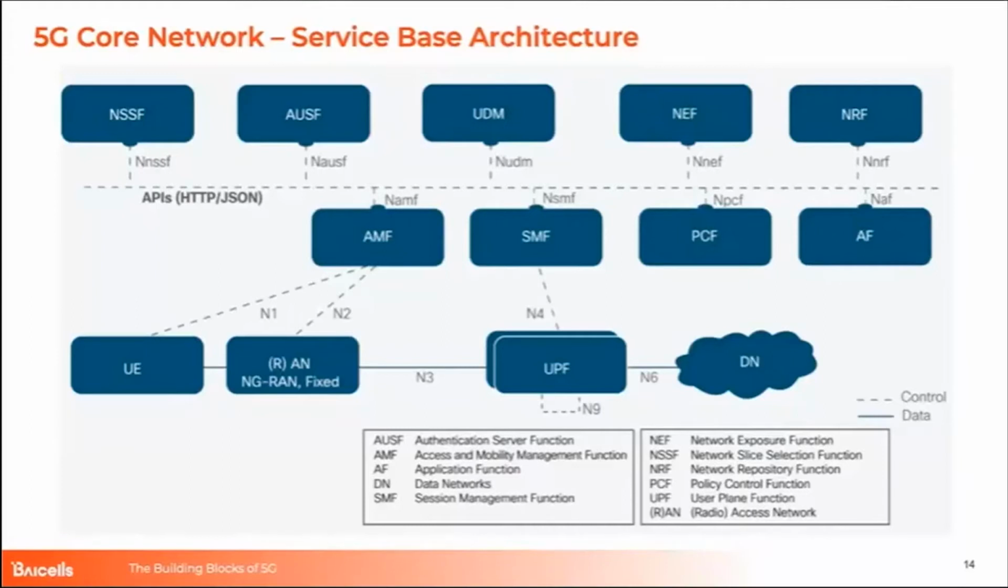Then you have the N3 interface that goes from the RAN directly into the UPF as data goes in. And there are all these other functions, which they call service-based functions, to serve the core functionality. So the most important ones are the AMF, SMF, and UPF. That's how the RAN actually interacts with the core.